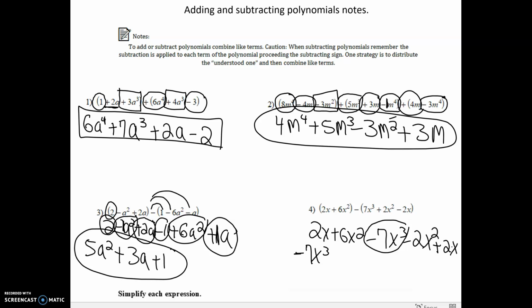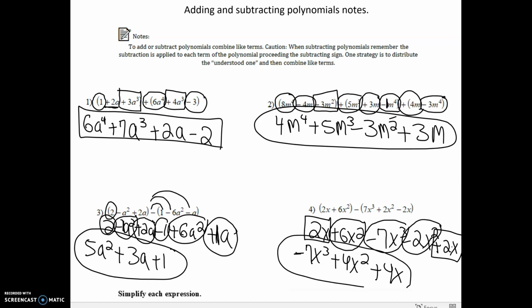Then next we're going to combine a positive 6x squared and a negative 2x squared, which is going to give me 6 minus 2, a positive 4x squared. And the last term is going to be a positive 2x. Again, remember the sign in front tells you what to do with it. So 2 and 2 would give me a positive 4x. We have it in standard form, so we are done.